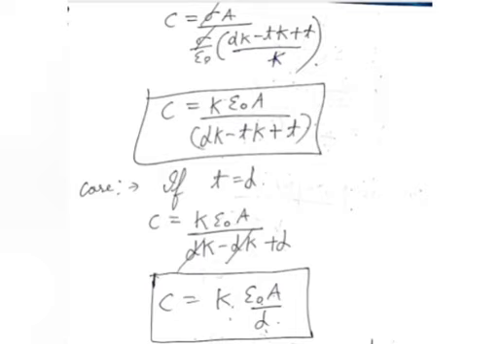Hence we have one more expression over here, which explains that by putting a dielectric between the plates of a capacitor, we can increase the capacitance of the capacitor, that too K times. For example, if the dielectric constant has a value of 3, then the capacitance of the capacitor would become 3 times.